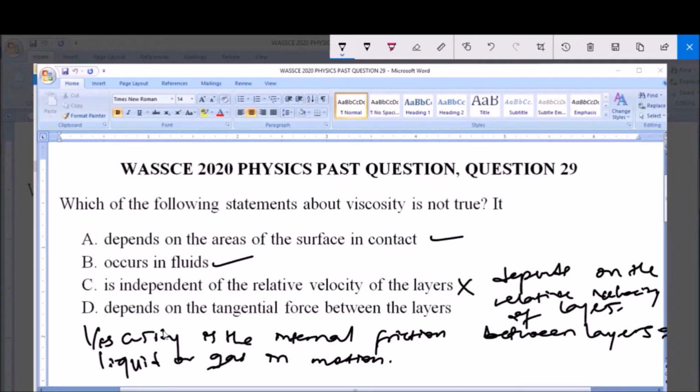So option D says depends on the tangential force between the layers. Yes, it also depends on the tangential force between the layers. Now from this you see that the only false option here is option C, which is not true. And this makes option C the answer to this question, because the question says which of the following statements about viscosity is not true, and option C is not true because viscosity is dependent on the relative velocity of the layers.